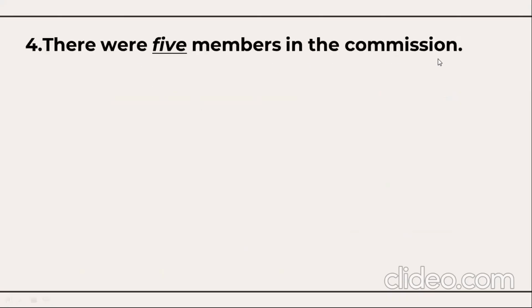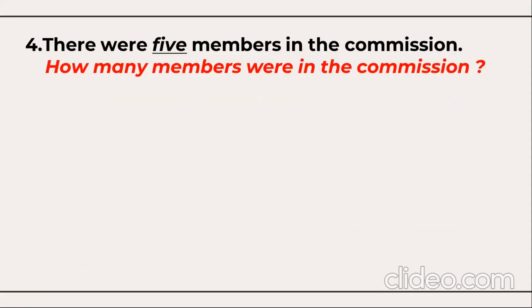Now, there were 5 members in the commission. The underlined word is a number. So always when we talk about a number, we have only one word in mind: how many. So how many members were in the commission? There were 5 members. So, how many members were in the commission?